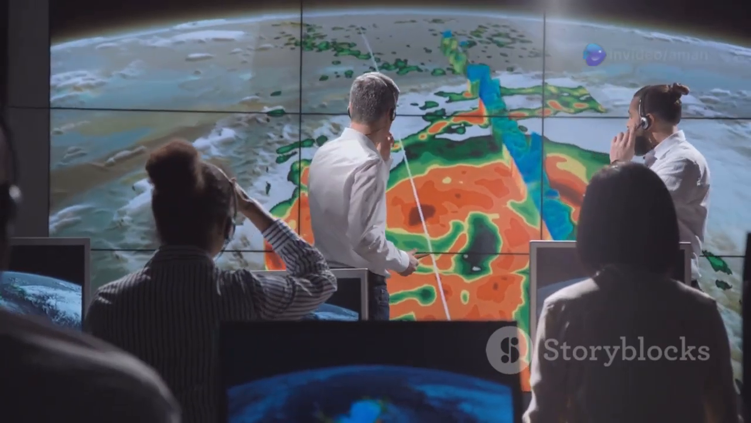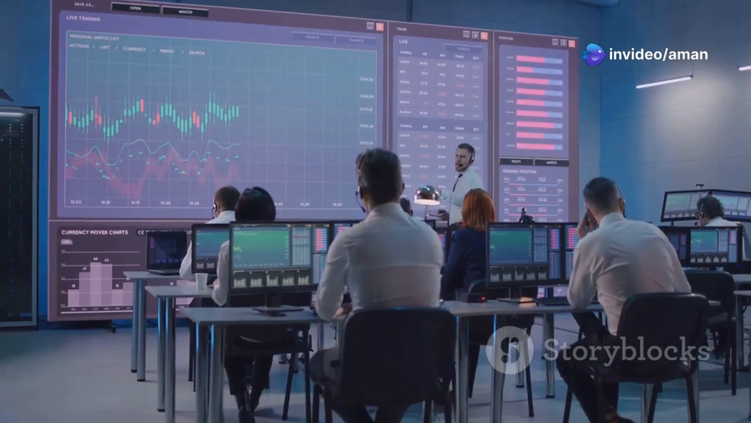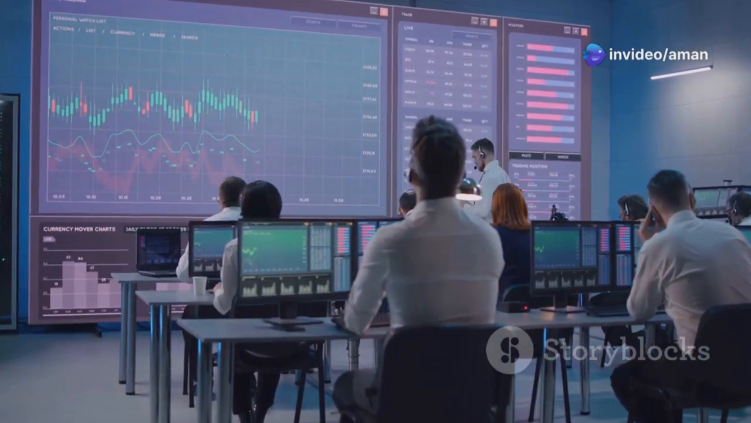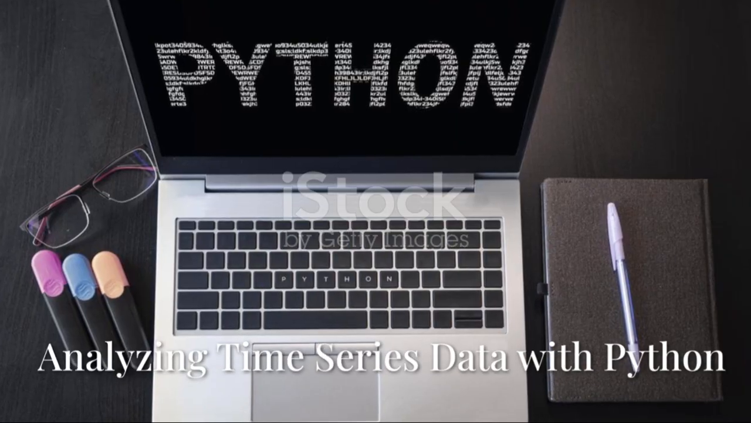Meteorologists use it to forecast weather patterns and warn us about upcoming storms. Time series analysis empowers us to make better decisions by leveraging the information hidden within the data's temporal structure.